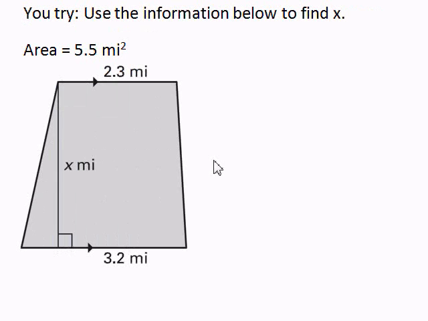Now, what I'd like you to do is to try on your own to use the information you're given in this problem to solve for the value of x, or to find x. Go ahead and try that on your own, pausing the video, and press play when you're ready to see the answer.